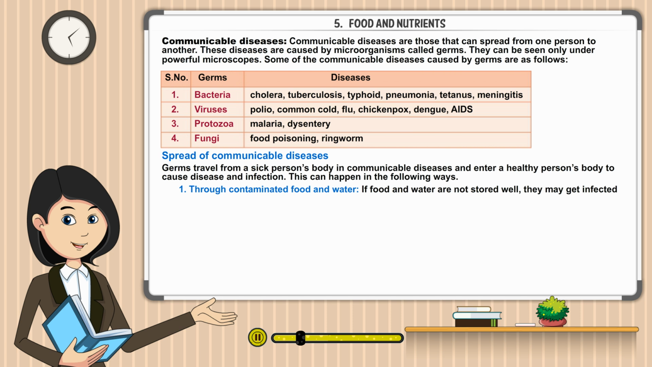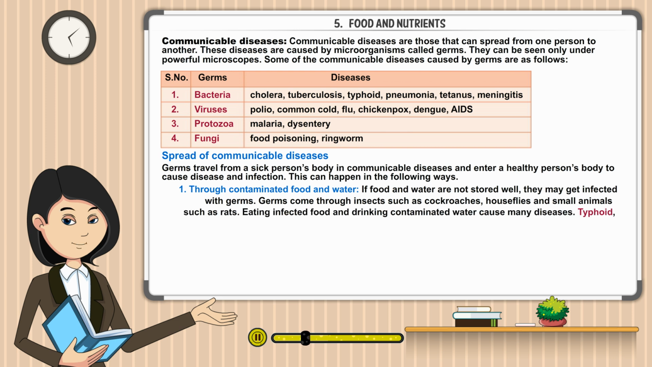Through contaminated food and water. If food and water are not stored well, they may get infected with germs. Germs come through insects such as cockroaches, houseflies, and small animals such as rats. Eating infected food and drinking contaminated water cause many diseases. Typhoid, diarrhea, cholera, and jaundice are some diseases that spread through infected food and water.